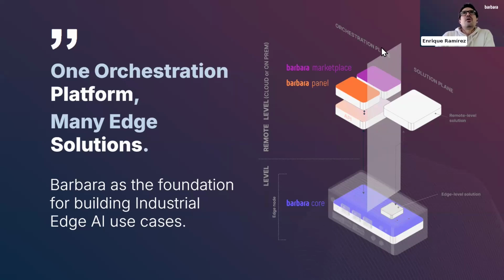As you can see, we live in what we call the orchestration plane. That means that Barbara Panel lives in this area. And then we have the solution plane. Here is where we deploy the application from the Marketplace. We connect them to create these data flows. So at the end, the data is on this side. The Barbara solution lives at this side, so we don't see your data.